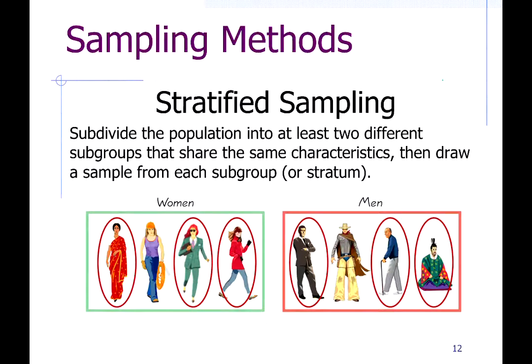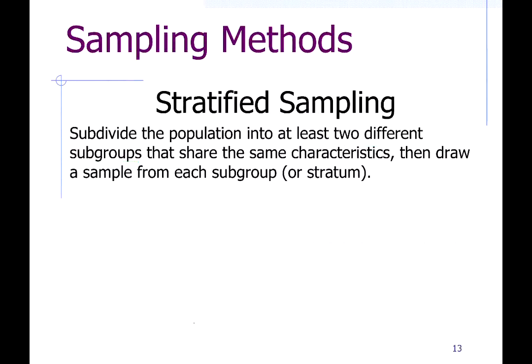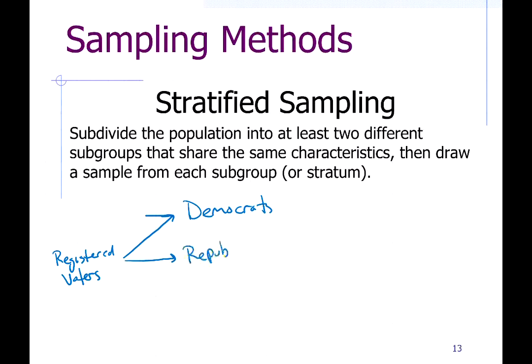All right, another sampling method, stratified sampling. This is usually done in combination with another type. With stratified sampling, you subdivide the population into two or more different subgroups, usually that share some of the same characteristics. So for example, this being an election year, one common method of stratified sampling is you take all registered voters and then you divide them into groups. You have Democrats, you have Republicans, you have independents.